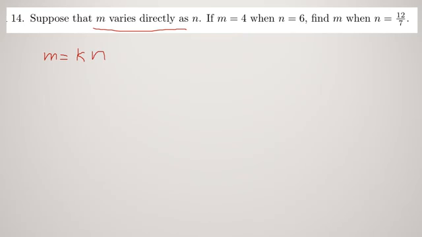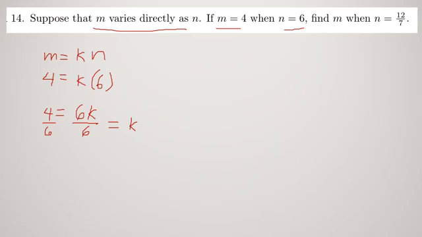So let's solve for k. So m equals 4 when n equals 6, k times 6. So 4 equals 6k. So for k, divide by the coefficient of k. So 6 over 6 is 1 times k is k.